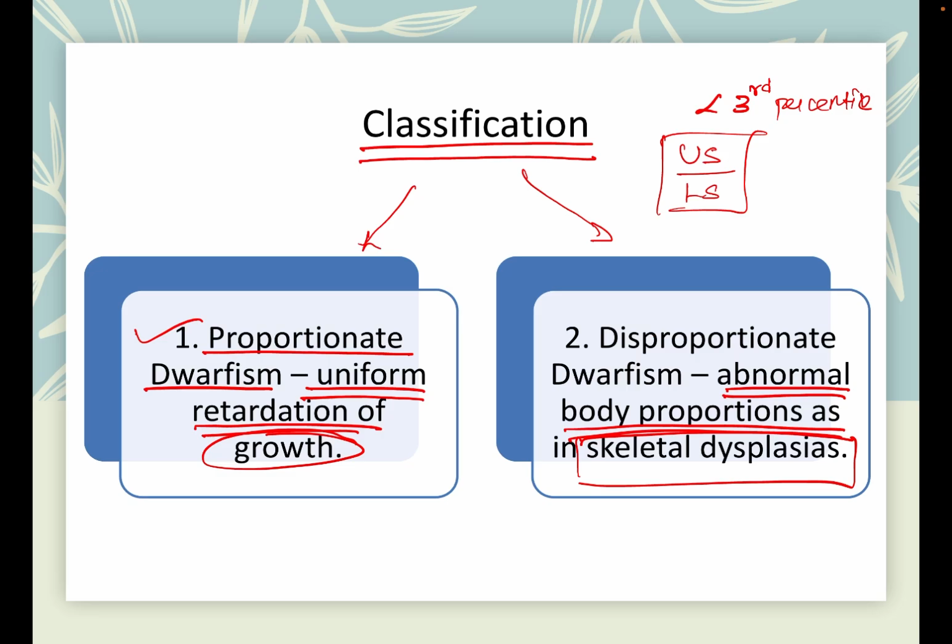So dwarfism is classified into two types, proportionate and disproportionate dwarfism. In proportionate dwarfism, the upper segment to lower segment ratio remains normal for that age, whereas in disproportionate dwarfism it is usually lower, or you can say abnormal.